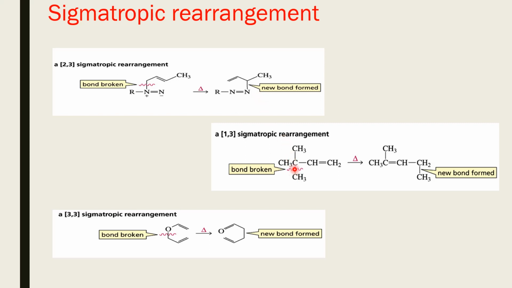This is a 1,3 sigmatropic rearrangement where the migrating group is an alkyl, and earlier we saw a 3,3 sigmatropic shift involving a carbon-carbon bond. Here it is a 3,3 involving a carbon-oxygen bond. This is breaking, so 1, 2, 3 on this side, 1, 2, 3 on this side. So this is a 3,3 sigmatropic shift.